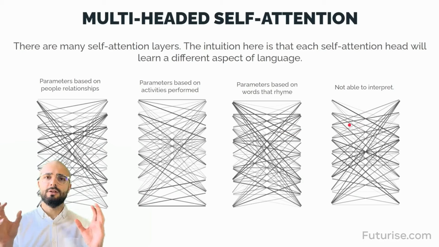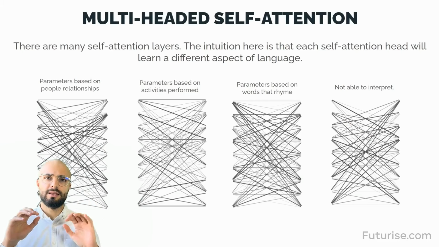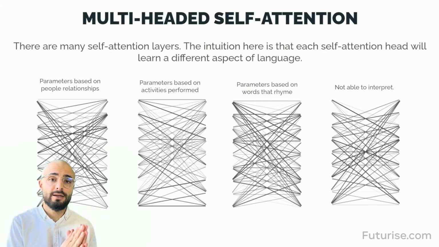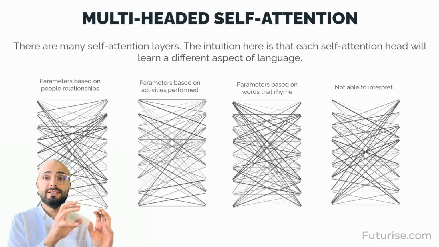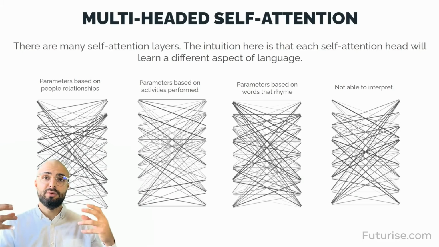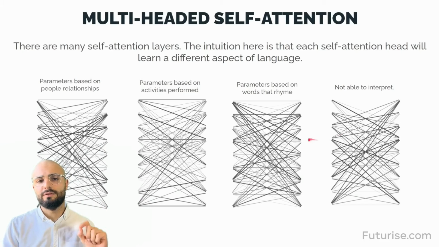These different self-attention heads aren't something that the developers pre-programmed beforehand. The AI basically just creates these different self-attention heads that represent different things in the neural network. So it's usually quite difficult to actually analyze these different self-attention heads and figure out what they mean.